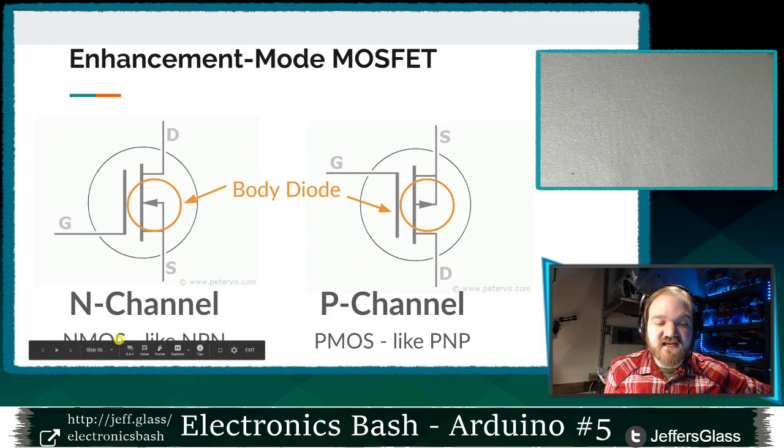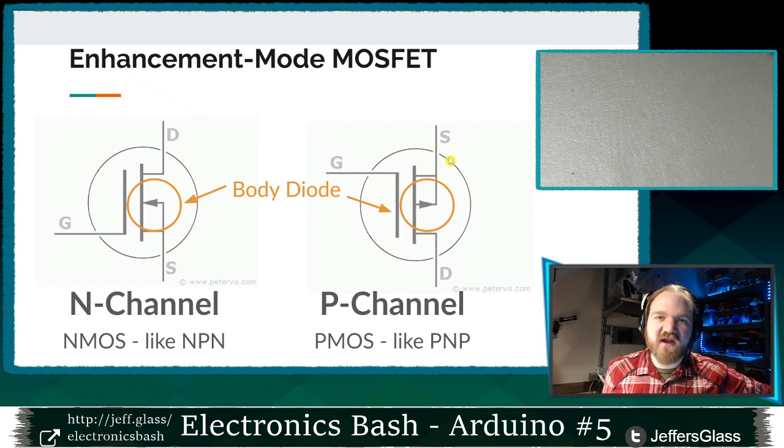You might also see this kind of MOSFET called an NMOS, or a PMOS for a P-channel MOSFET. That's just shorthand, right? We've got a metal oxide semiconductor N-channel, we'll call that an NMOS. We'll call this a PMOS. And we'll see that an NMOS, or an N-channel MOSFET, works a lot like an NPN transistor in function, and a P-channel MOSFET works a lot like a PNP transistor.